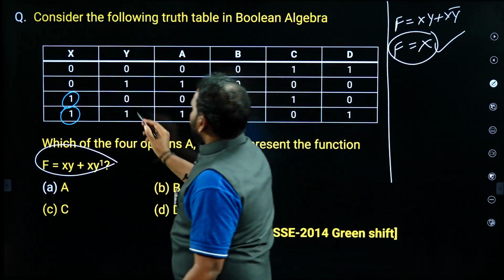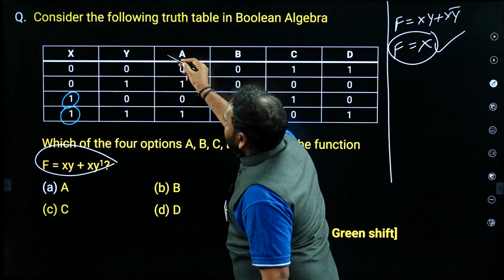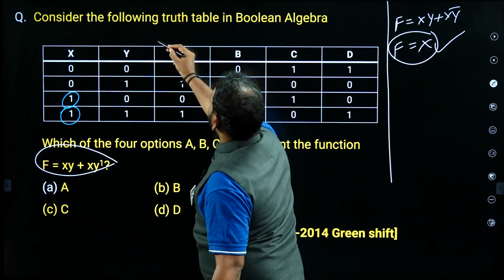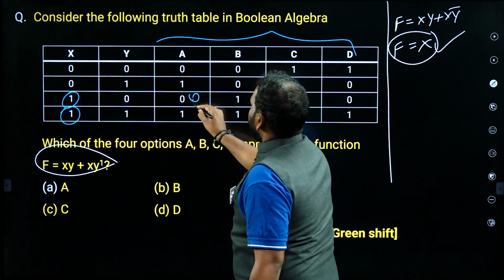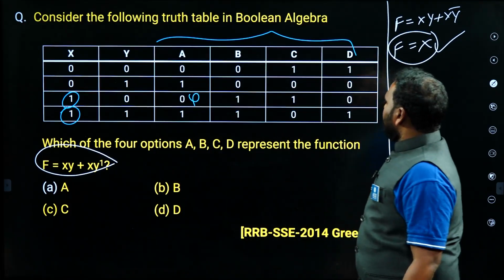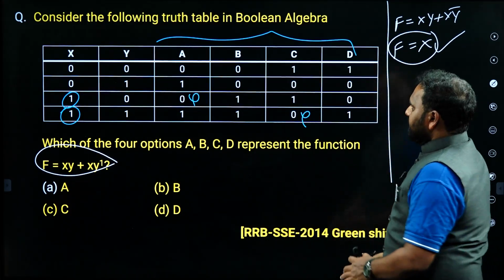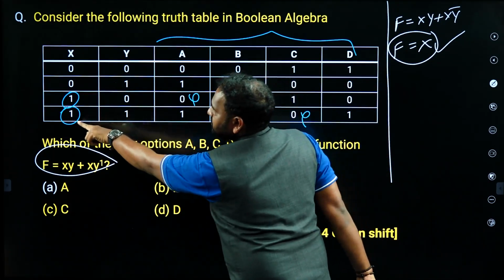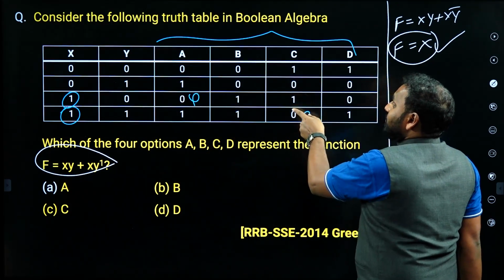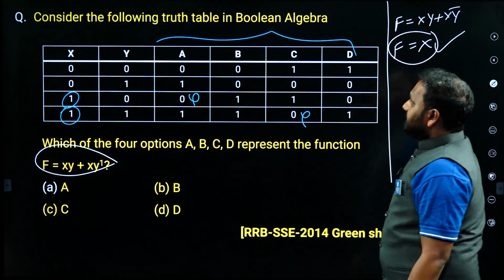Look at this. This is 0. So these are the points we need to verify in the output. Because of this, I cannot select A. Because of this, I cannot select C. Can you understand what I am saying? C value is how much here? 0. But whenever the x value is 1, output should be 1. Then only I can say this C is nothing but f. Try to understand this.